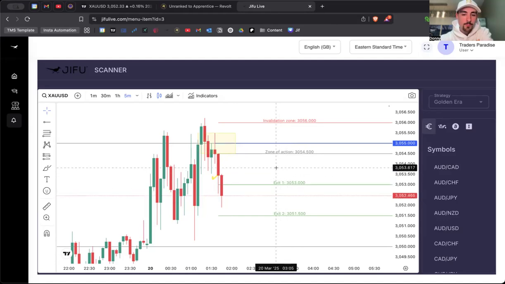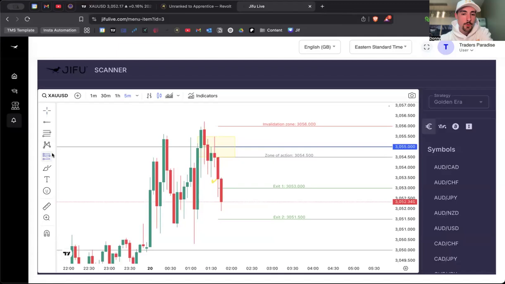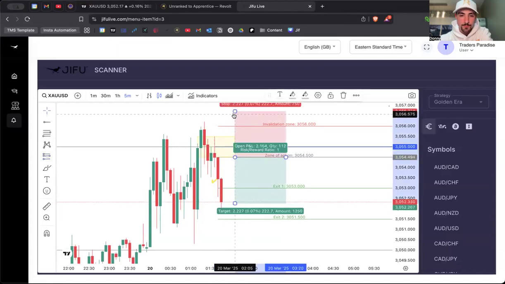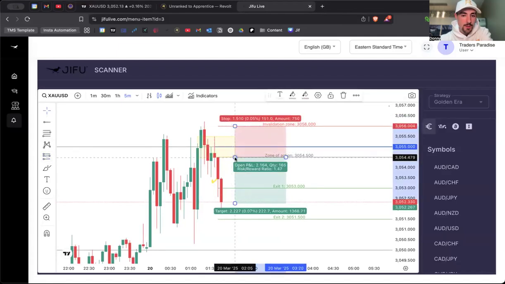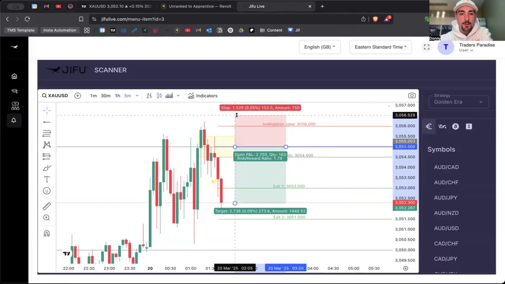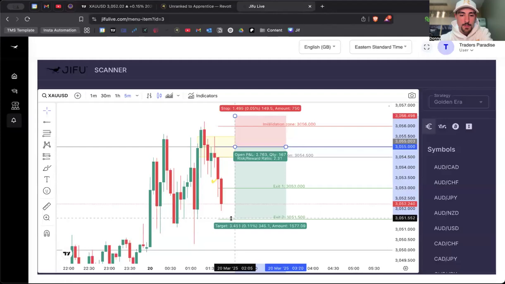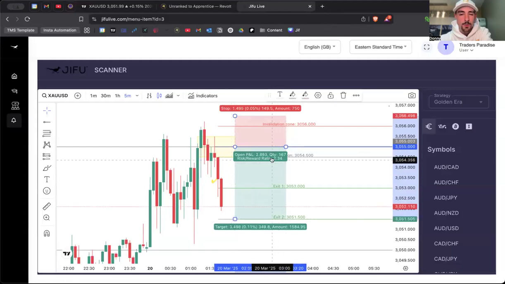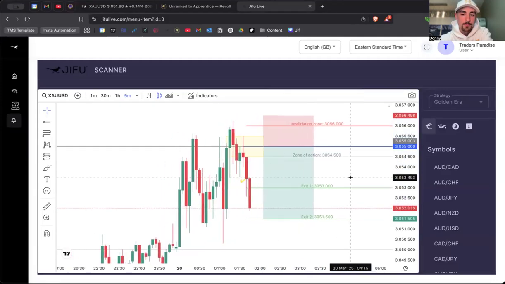So we'll see what happens. But if we were to get a pullback into this zone, I would look to take this trade. If we got a pullback ideally to like 30.55, I would look to take that trade and maybe adjust my stop loss a little bit higher to still be 15 pips, but still targeting the same exits. So it's just over a 1 to 2 risk to reward.